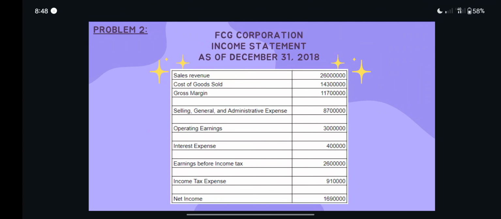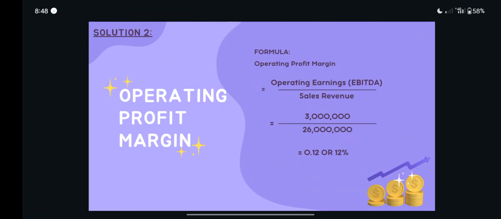Now let us take a look at the next problem. For this income statement of FCG Corporation, we will solve for the operating profit margin. Operating profit margin is equal to operating earnings over sales revenue.